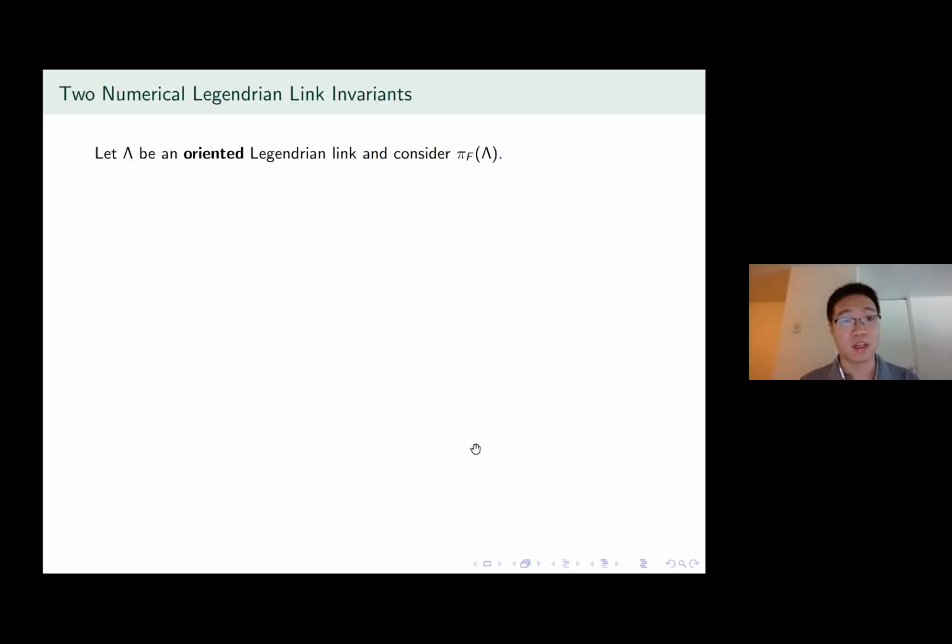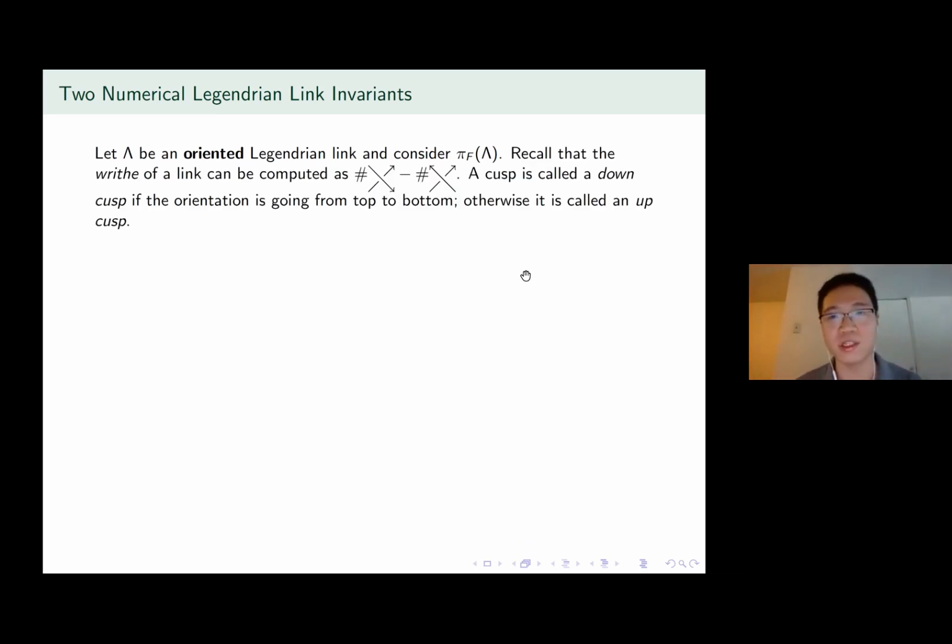All right. So before I dive deeper into the story, let me just give 2 classical numerical invariants. The one is the Thurston-Bennequin number, and the other is the rotation number. Okay, so here for convenience, I really want lambda to be oriented. So you put the orientation on each component of the link. Okay, and let me use the front projection to compute. You can actually do it using Lagrangian projection as well, but for convenience, let's use front projection. So first, you would compute the writhe of the link by taking this difference.